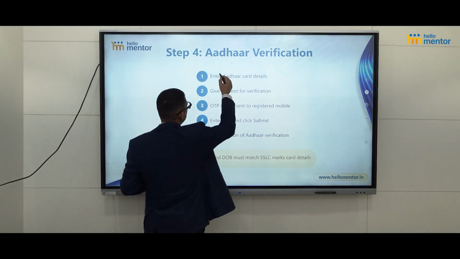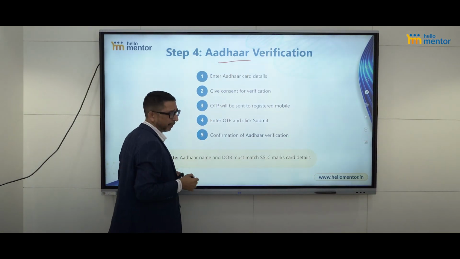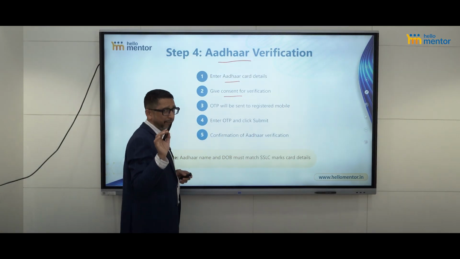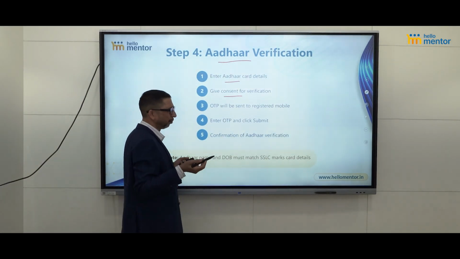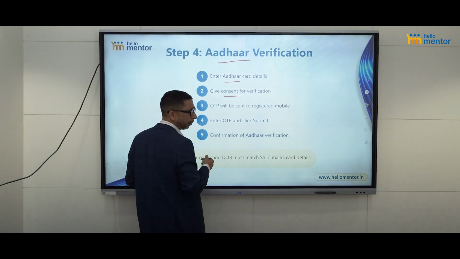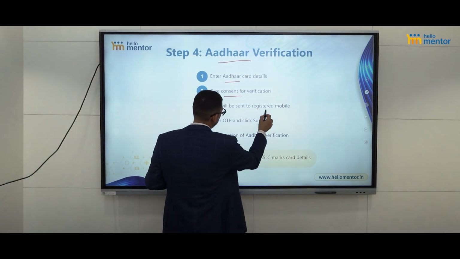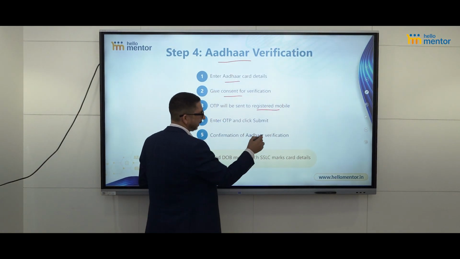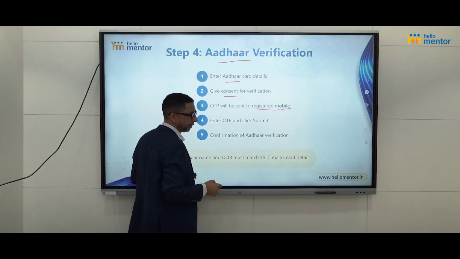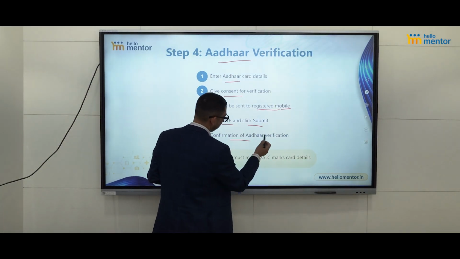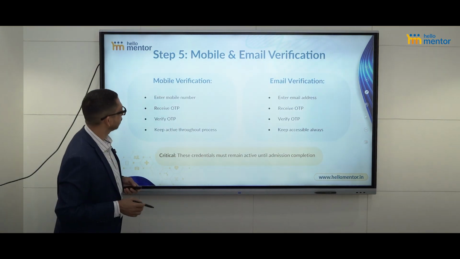Aadhaar card verification. After that, step 4 in the application filling will be, you'll give your Aadhaar card details. You have to give consent for verification. That's okay. That's one part. No, I agree. If you don't agree, you can't download the applications also. OTP will be sent to your registered mobile number. This must have been updated, which is available with you now. Otherwise, again, you will waste time. You'll have to wait. Enter OTP and click submit, confirm the Aadhaar verification number. This we have discussed already.